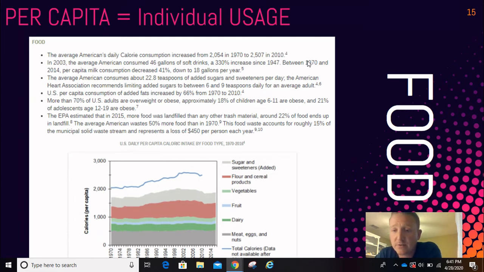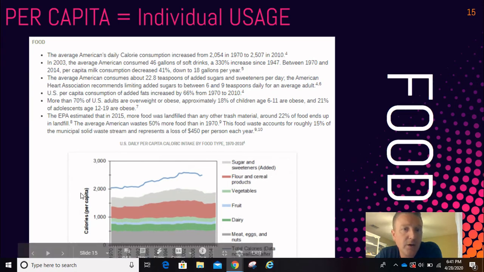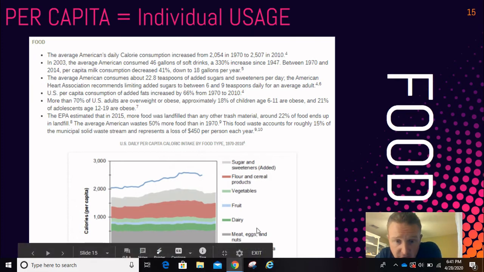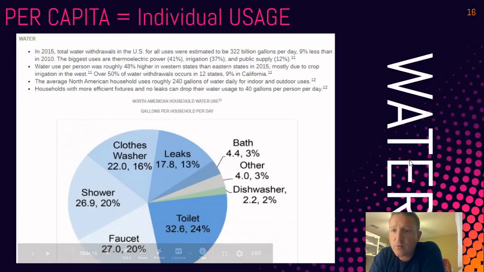Think about in another 40 years. Well, we've already gone through 10 of those. It might be up over 3,000. That's pretty crazy. So even food use. All right, so per capita means individual use. So this would be like a graph that shows the different areas of food or the different foods that we use. Then the last one, water.